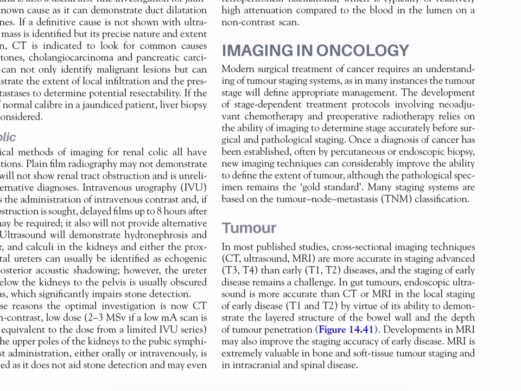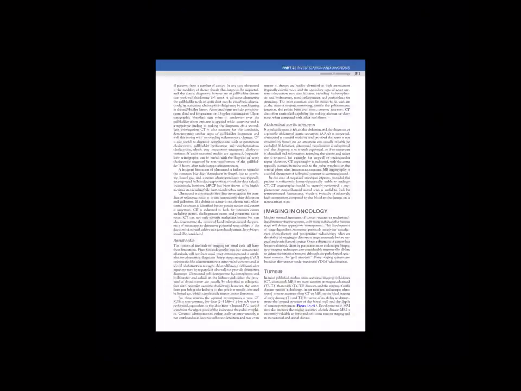In gut tumors, endoscopic ultrasound is more accurate than CT or MRI in the local staging of early disease, T1 and T2, by virtue of its ability to demonstrate the layered structure of the bowel wall and the depth of tumor penetration. Development in MRI may also improve the staging accuracy of early disease. MRI is extremely valuable in bone and soft tissue tumor staging and in intracranial and spinal disease.